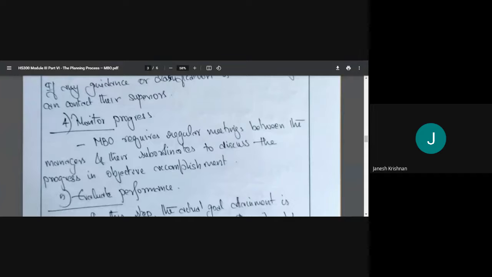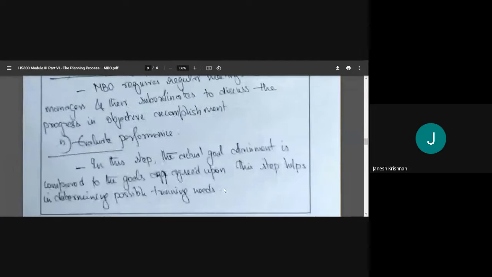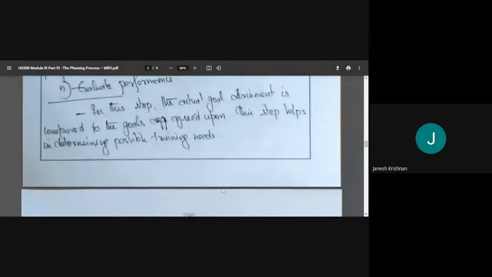Then evaluate the performance. The actual goal attainment is compared to the goals agreed upon. This step helps you determine the possible training needs. So what happens is they have decided that they will produce 1,000 pens, right? So whether they have produced these pens or not. Some people may need more training. So the training is provided so that at least they can do it.